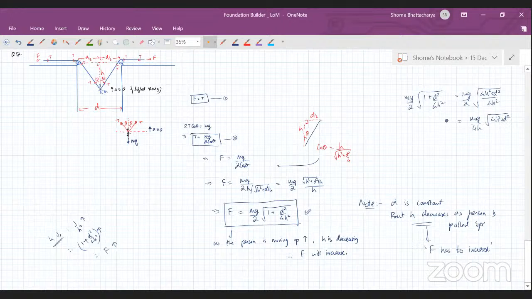Okay, so you can also write it this way. So this answer given at the back is the same thing as this. There's no difference between the two.